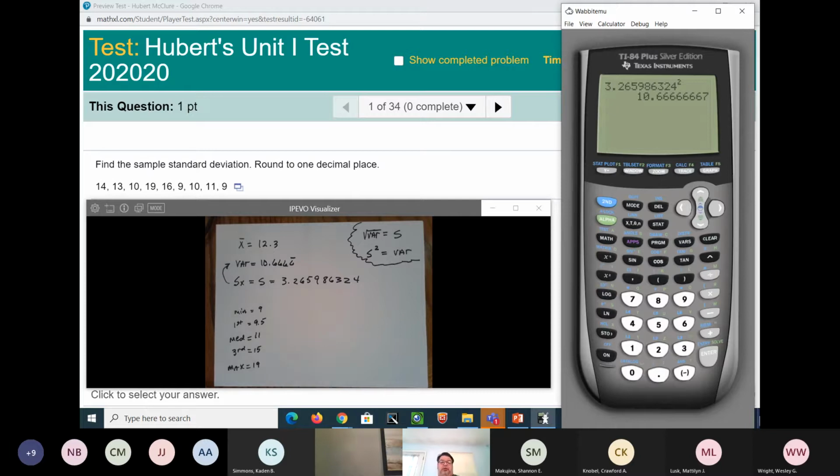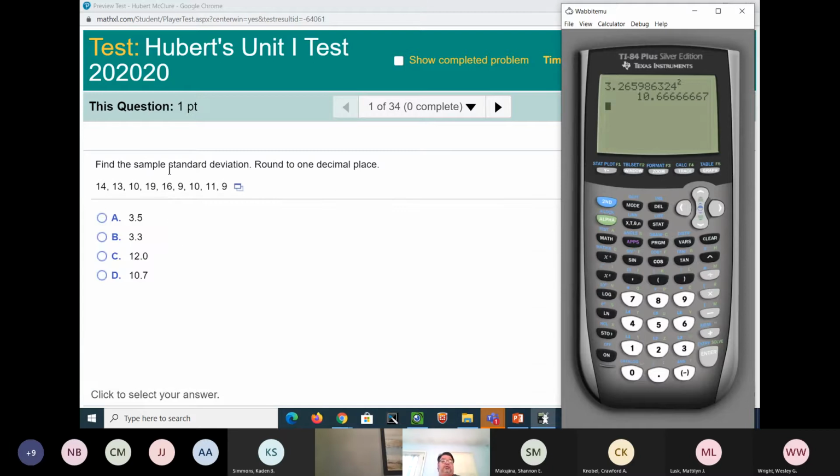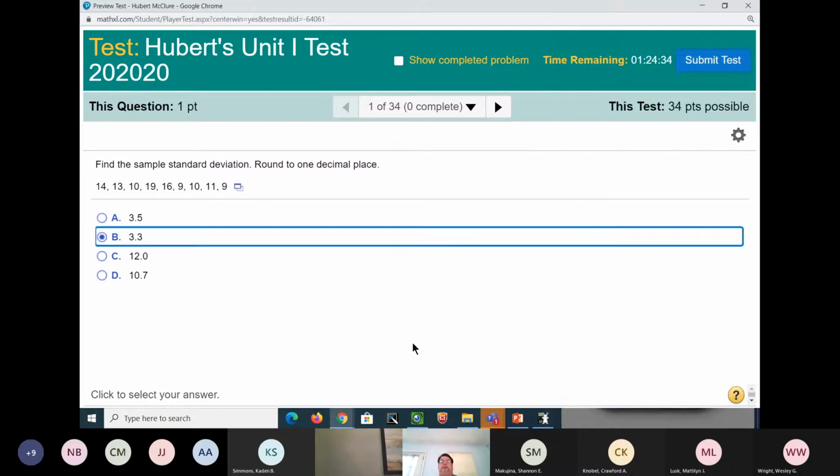And now this is everything the calculator gives me that is important to the question. And what do they ask in the question? They ask, find the sample standard deviation. Well, we got 3.3. Ding. And that's it. Next.